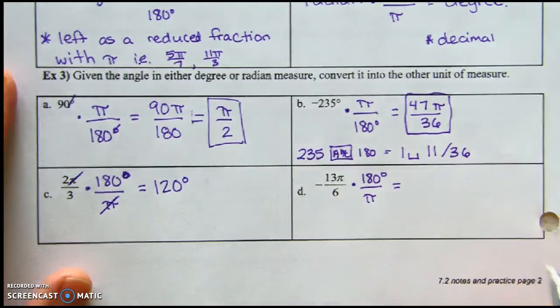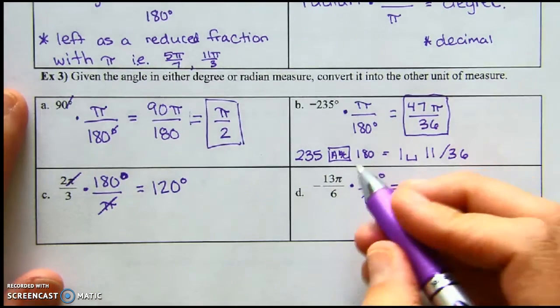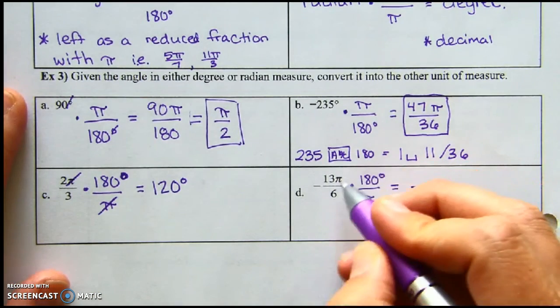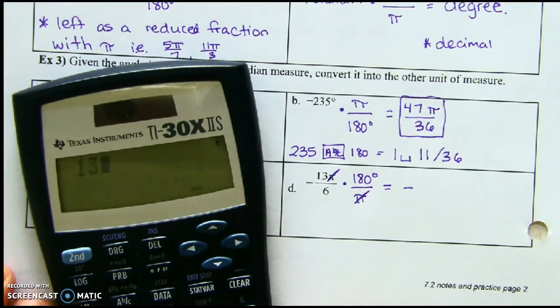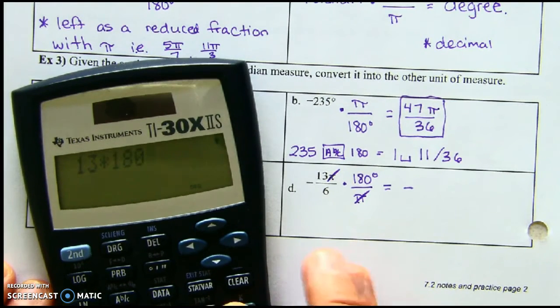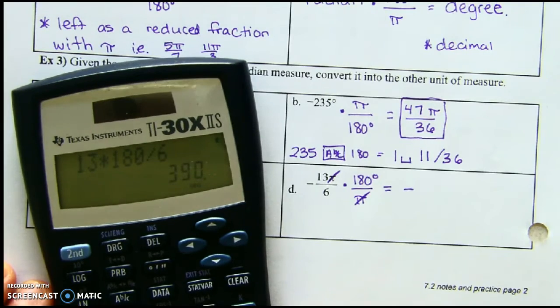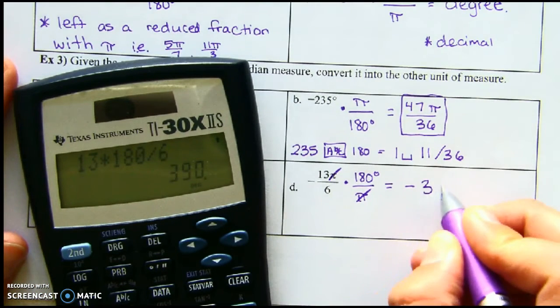All right. So for D, the pi's cancel. Karate chop. Pi divided by pi is 1. And then how do we do this? We're going to do 13 times 180 divided by what? 6. And we get negative 390.